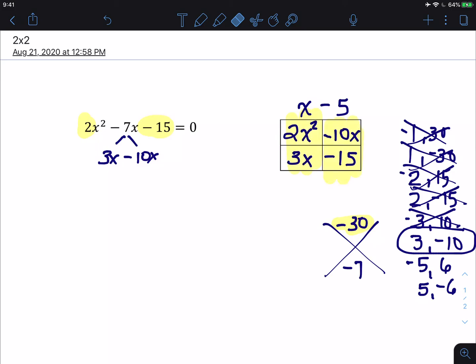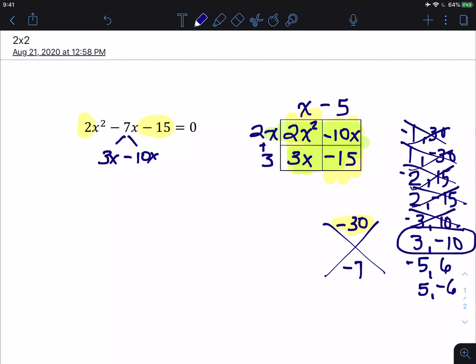Then we're going to look at our rows, and we're going to think, okay, what do these two terms in this row have in common? 2x and 10x both have a 2 in common, and they both have an x in common. And then 3 and 15, what do those two terms have in common? They both share a 3. They don't have a negative in common, so we're just going to bring down a positive 3.